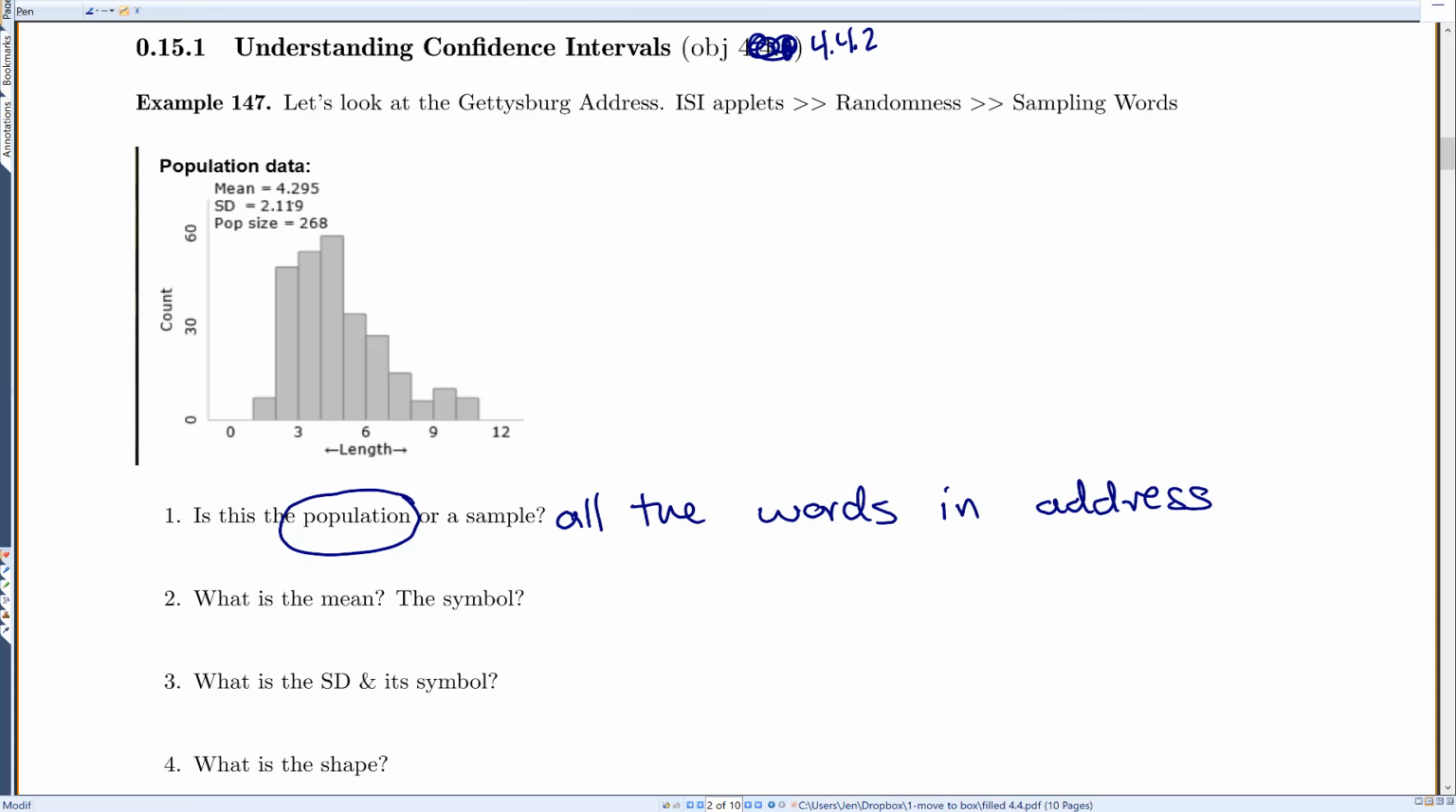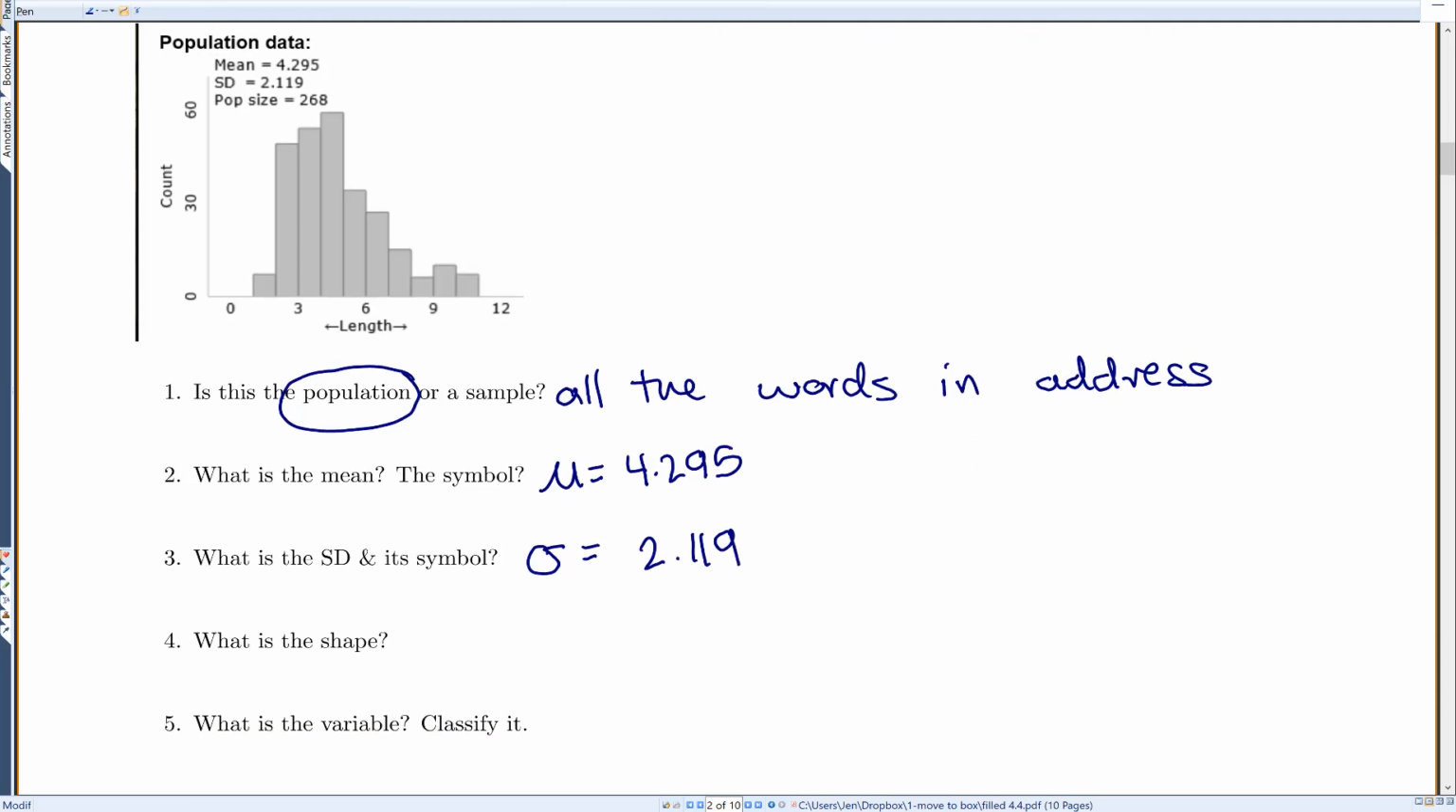When we look at it, it will tell me the mean, and we want to use the correct symbol, so we'll do it as a population mean, mu, which is 4.295. What is the standard deviation and its symbol? This is, again, the population standard deviation, sigma, of 2.119. And what is the shape? Well, it's not normal. In fact, it kind of has that long right tail, so I would say it is skewed to the right.